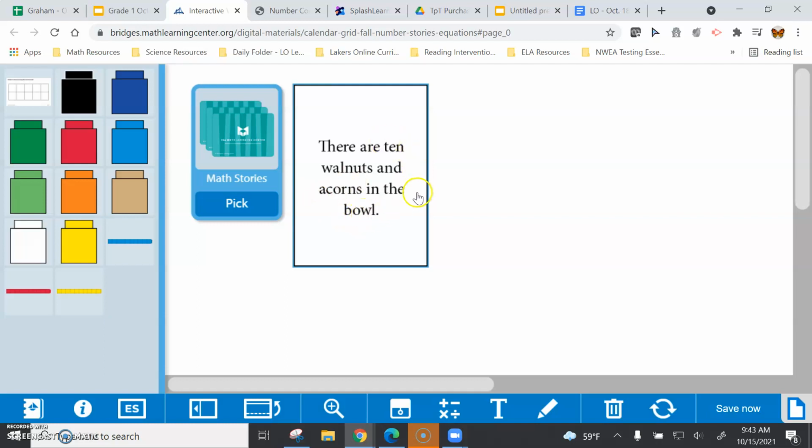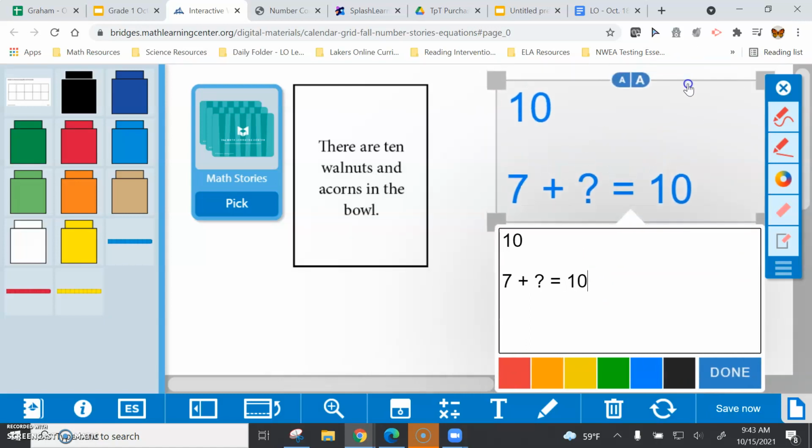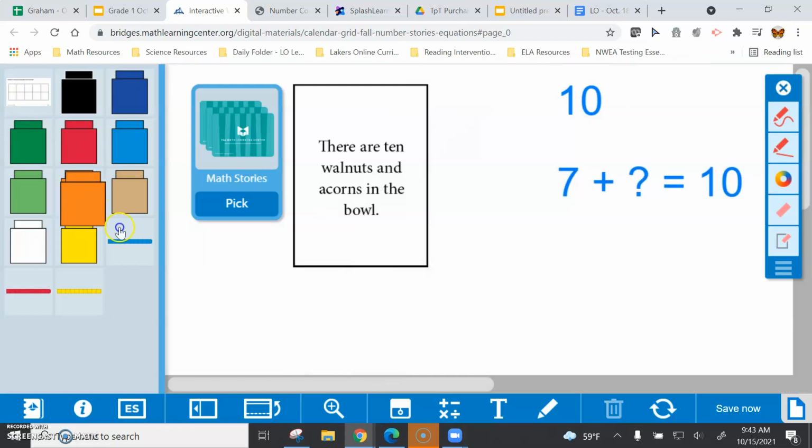It says there are 10 walnuts and acorns in the bowl. We don't know how many of each. So if 10 is our big number, what if we said the number 7? 7 plus something equals 10. We'll do what we did before. We made what looks like a train. That's what I like to call it. A train.